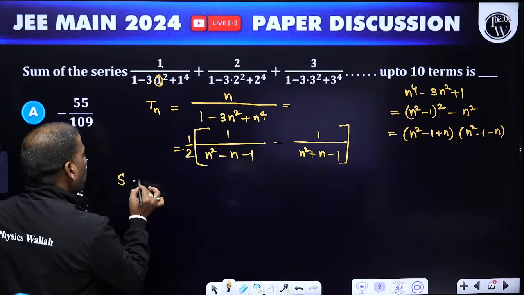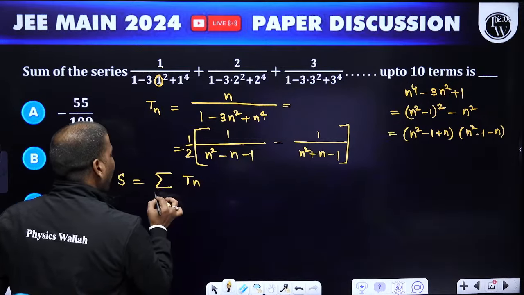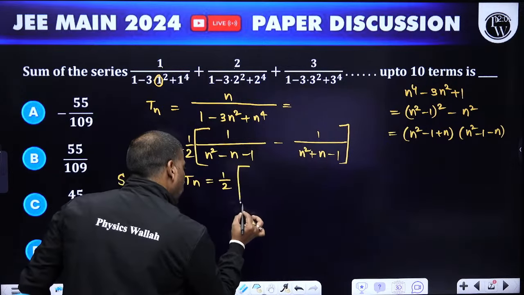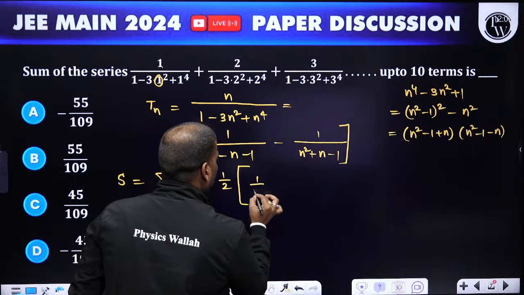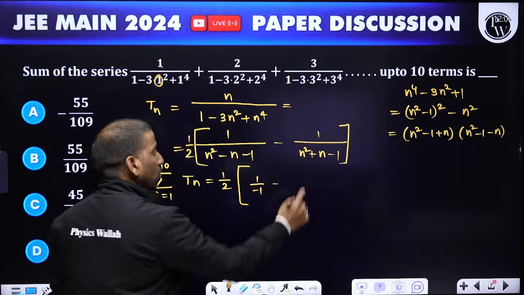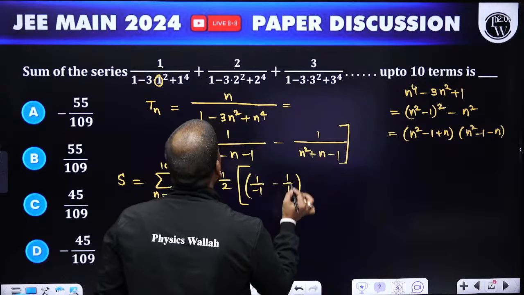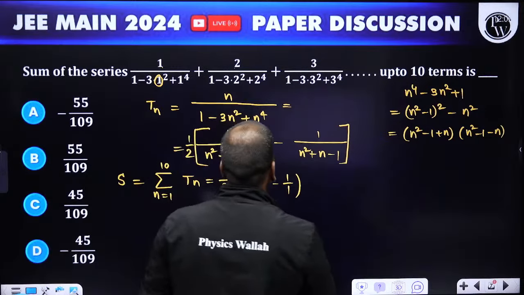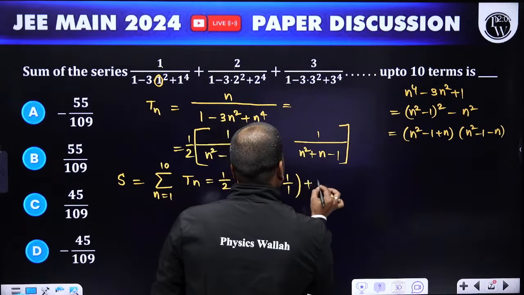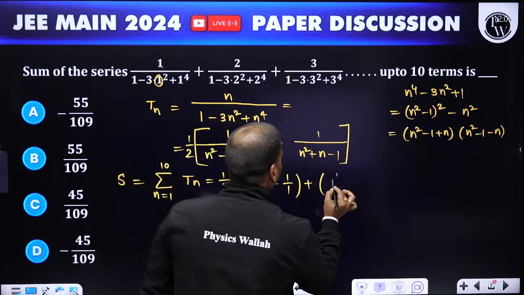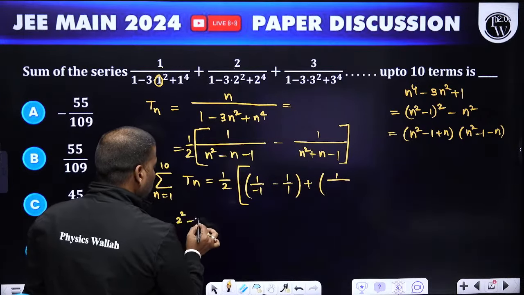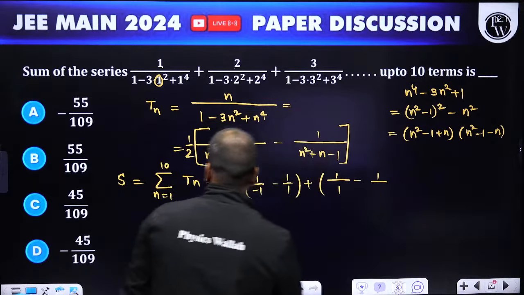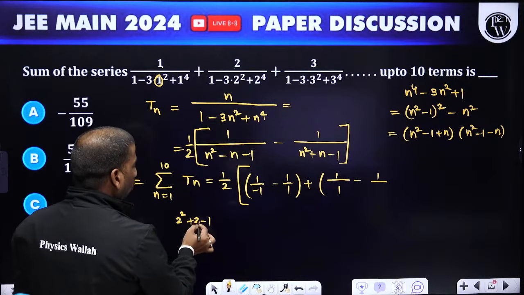So now the series is S equal to summation of Tn, n running from 1 to 10. Keep 1 by 2 outside. First term, n equal to 1: 1 by 1 minus 1, minus 1 by 1 plus 1 minus 1, so 1 by 1. Next, plus, when we give it 2: 1 by 2 square minus 2 minus 1, that is 4 minus 2 minus 1, so 1. Minus 1 by 2 square plus 2 minus 1, that is 4 plus 2 minus 1, which is 5.